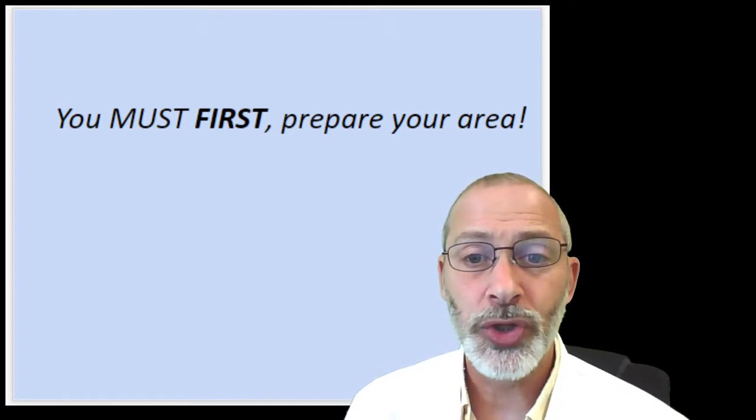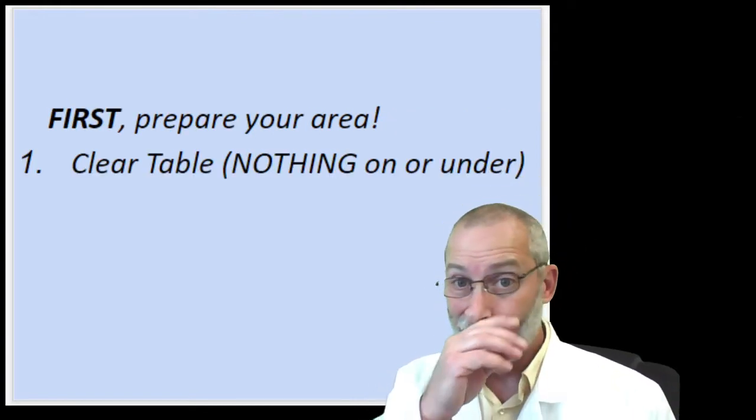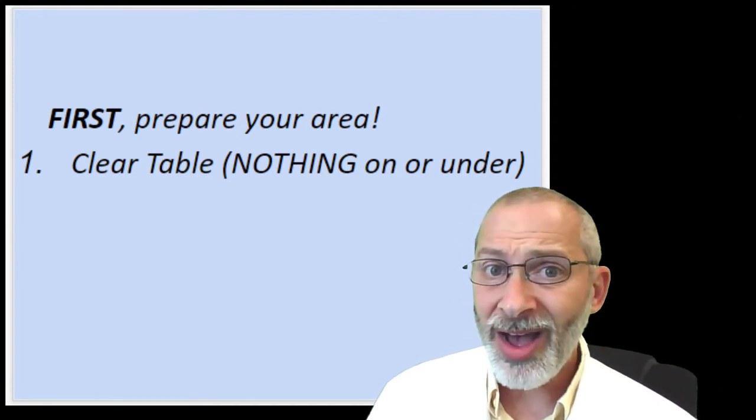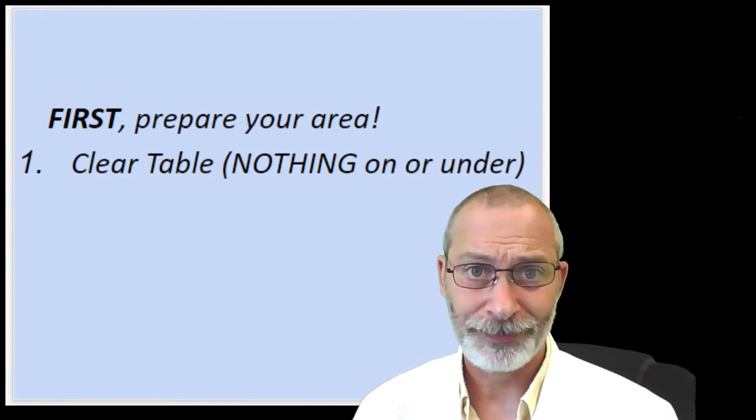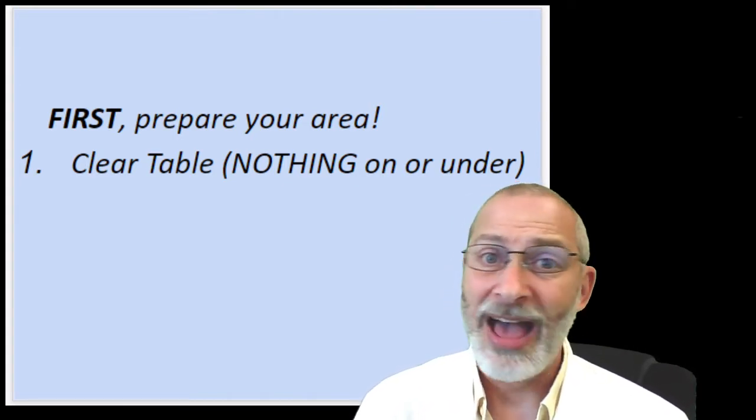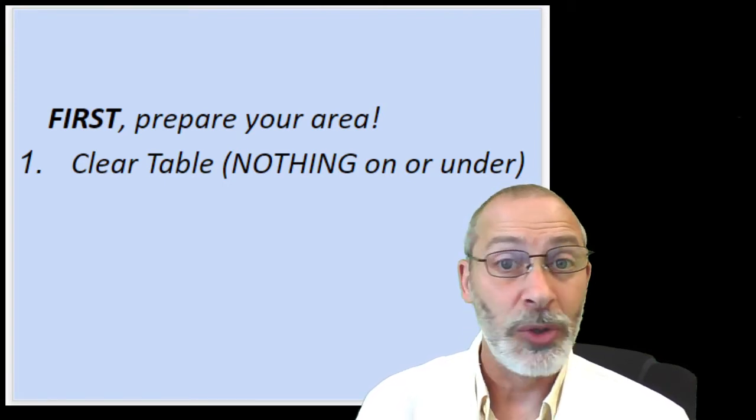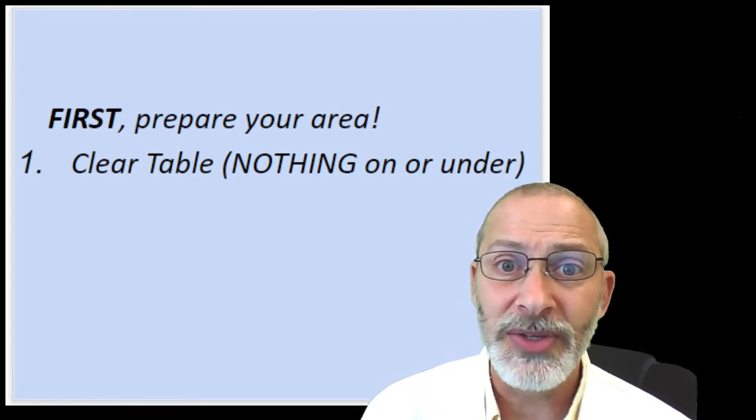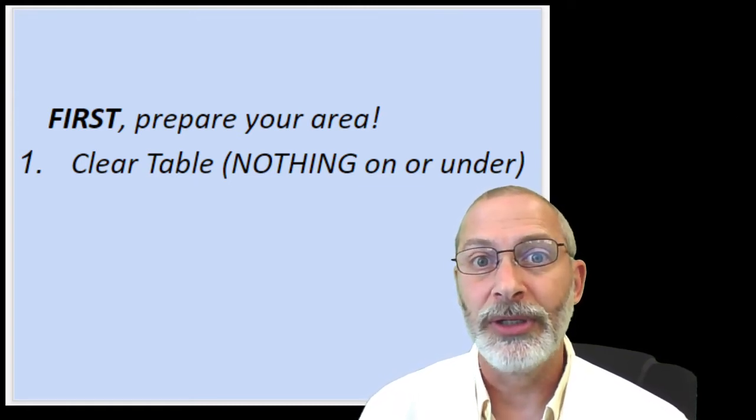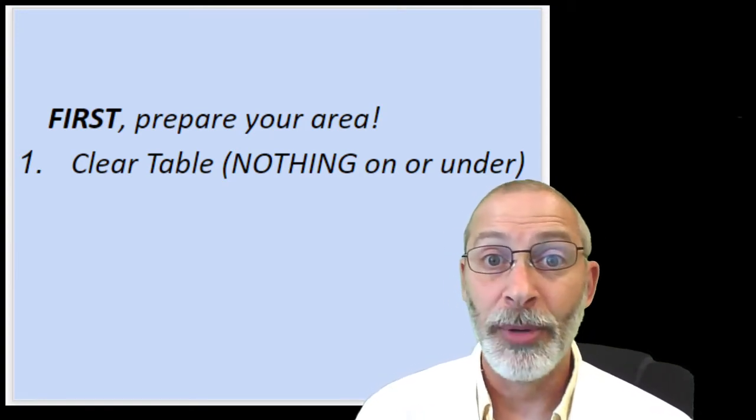So we want to make sure that our area is prepared, beginning with making sure that there's nothing on or under your table. So your tabletop and under the table have to be completely cleared of all debris. So we'll be putting everything in the safety cubbies over on the side of the lab so there is no flammable material laying around. Even little scraps of paper could be flammable material.